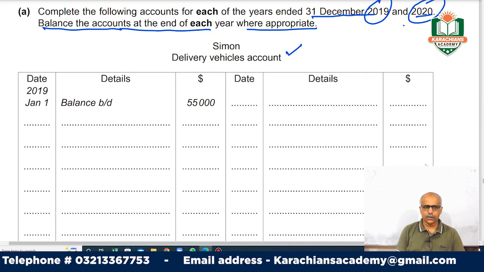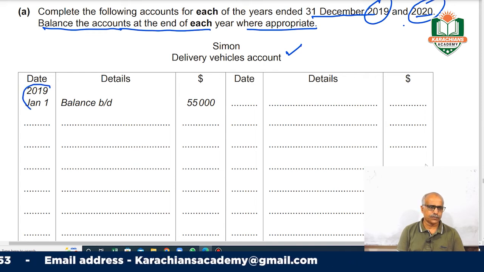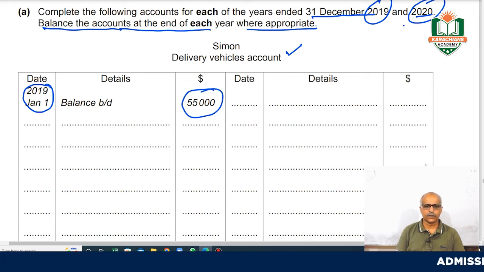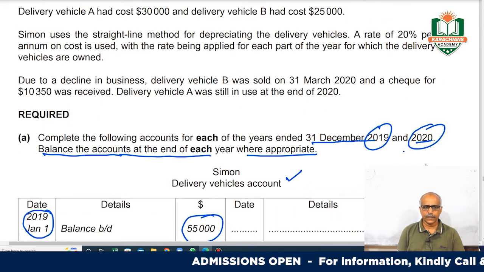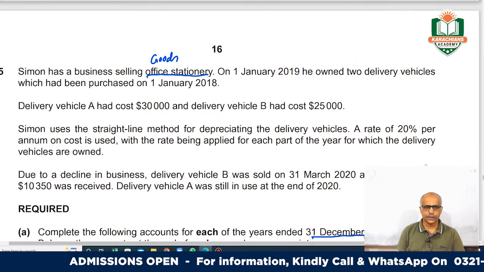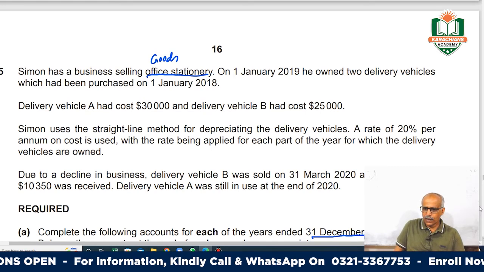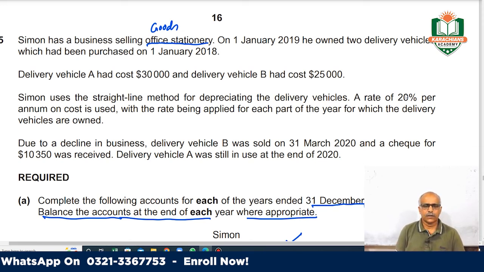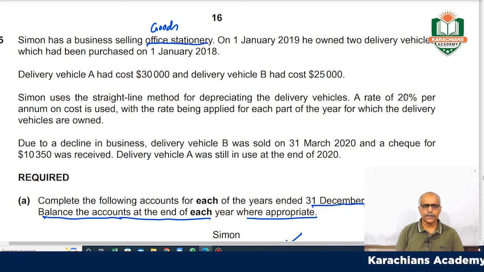Vehicle delivery account on 1st January 2019, he has given you a balance of 55,000. Means you have this balance, so you have to consider it. Okay, move on and do it. Now we will carefully read the question and simultaneously I will be explaining to you the parts of the question, right?